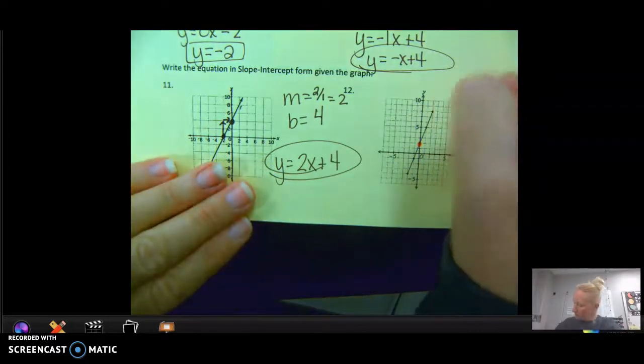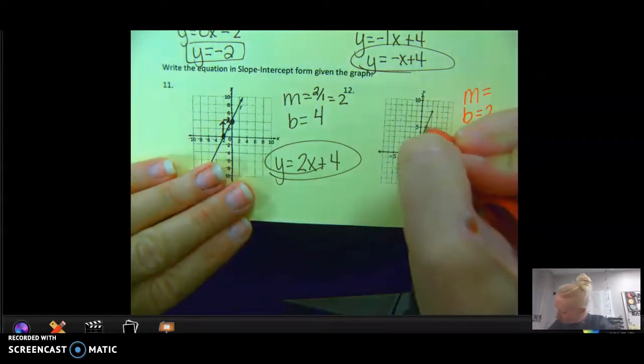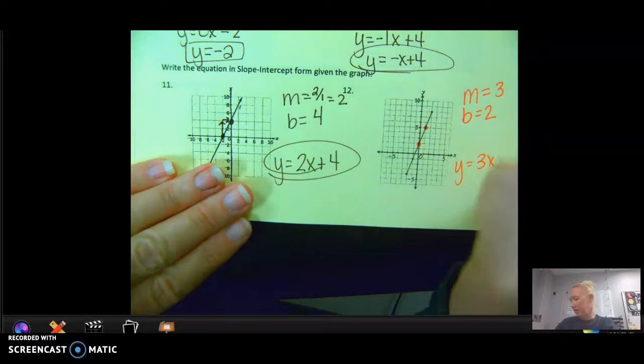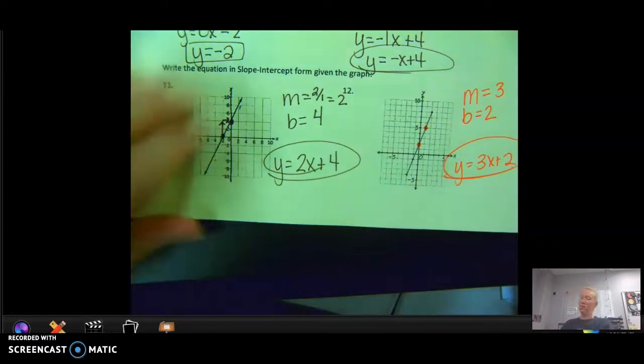My slope, I have a point there and I have a point here. So I'm going to count up 1, 2, 3, and run 1. So that's a slope of 3. So y equals 3x plus 2. Hopefully this is all coming back to you guys.